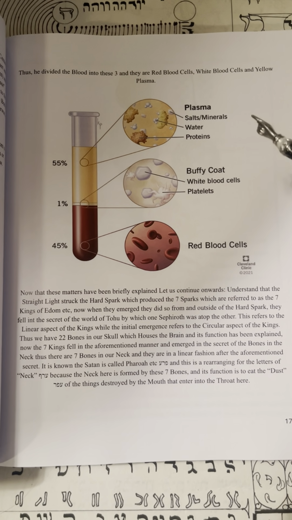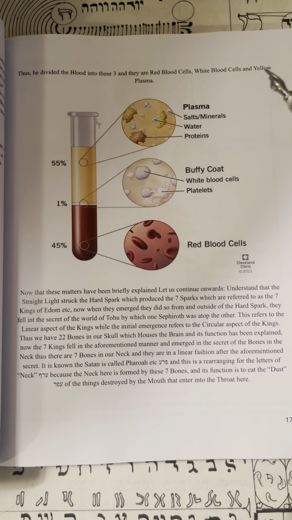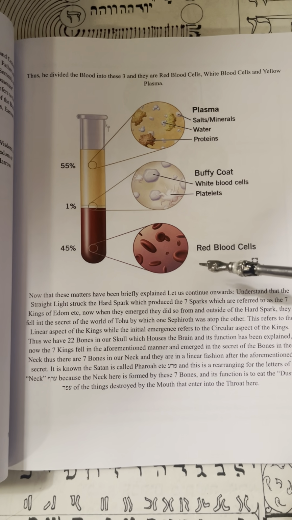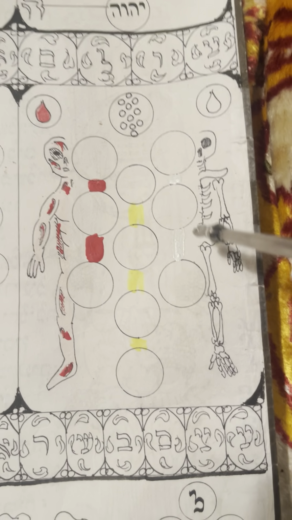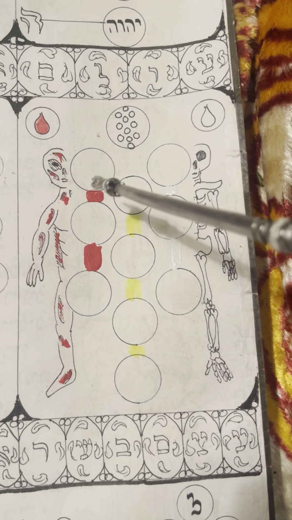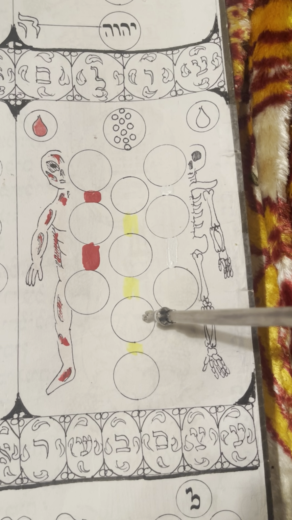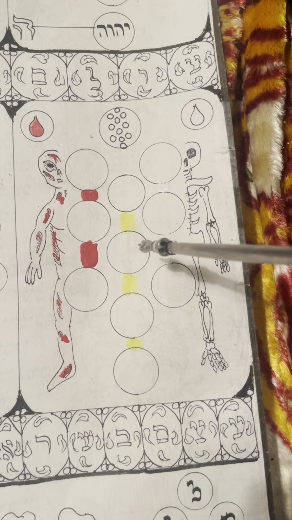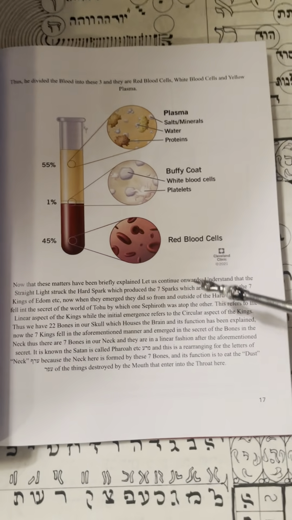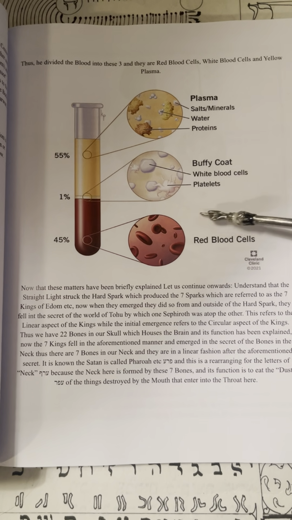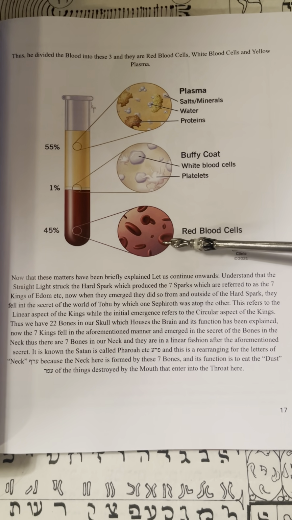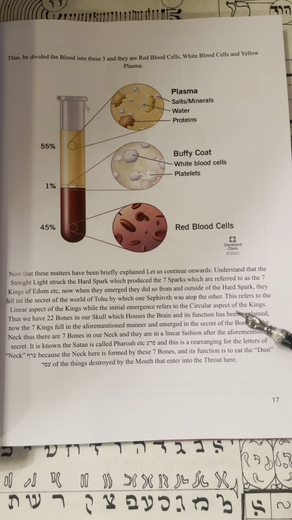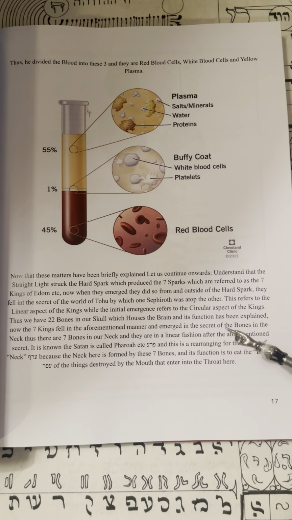Thus he divided the blood into these three, and they are red blood cells, white blood cells, and yellow plasma. We thus see the exact secret of the human body. So we learned white bone, red flesh, and the center is yellow. That was the secret of urine, stomach acid, phlegm, teeth plaque, earwax, boogers, eye crust, etc. We see that these three columns of the tree are to be found in the secret of blood as well. For blood is made out of red blood cells, white blood cells, and yellow plasma. Now these matters have been briefly explained, and let us continue onwards.